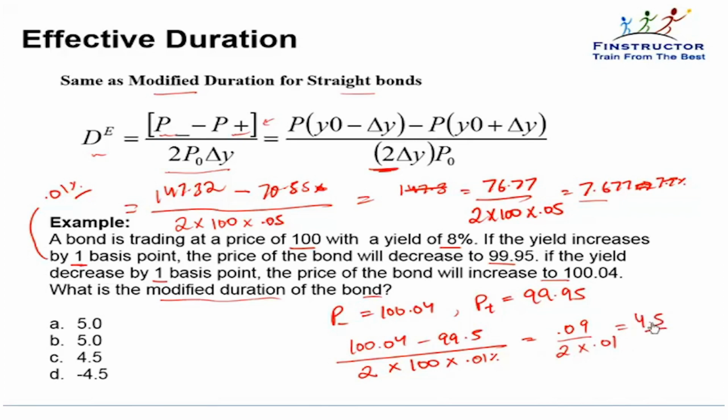Now please note that duration is always interpreted as negative. That is, if yields go up by 1%, price will fall by 4.5%. If yields go down by 1%, price will go up by 4.5%. But it will always be quoted as positive. So duration is never minus 4.5. Duration will always be quoted as 4.5. So if yields go up by 1%, price will fall by 4.5%. If yields go down by 1%, price will go up by 4.5% approximately, because duration is an approximation because of this averaging that we do.